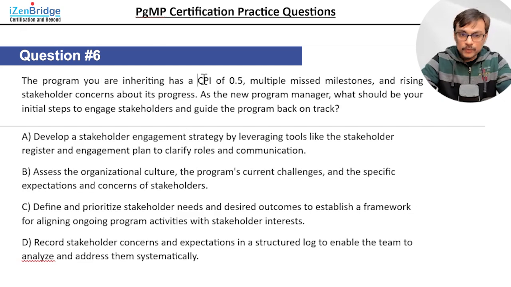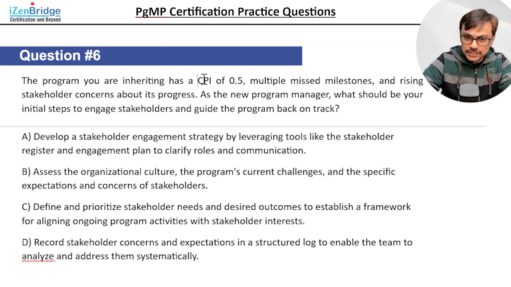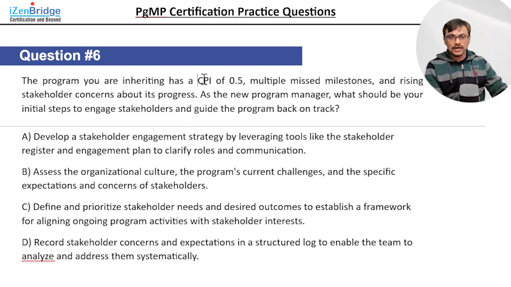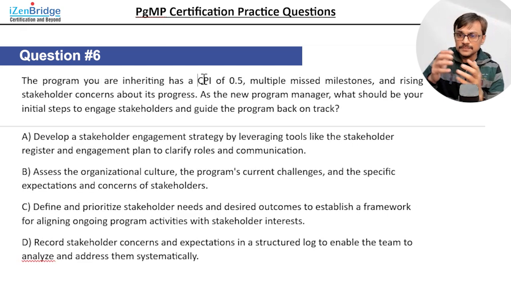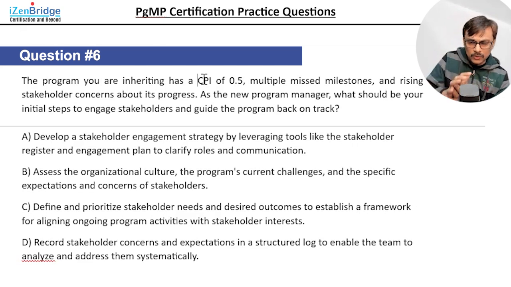Question number 6. The program you have inherited has a CPI of 0.5, multiple missed milestones, and rising stakeholder concerns about its progress. As the new program manager, what should be your initial step to engage with the stakeholders and guide the program back on track? So this situation is like the program was in a mess and it has been given to you. And now you have to get started. What will you do to make sure the stakeholders are engaged and trusting you? And you also bring the program back on track.